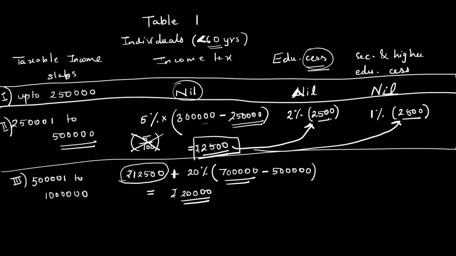Okay. Now, if you notice, education says क्या बोल रहा है? Education says is 2% of your income tax, not your income. Your income 7 lakh इधर नहीं आएगा. Of your income tax. तो यहाँ पे 20,000 आएगा. Okay. And same logic here, secondary and higher education says will be 1% of again your income tax. 20,000. I hope this part is clear.